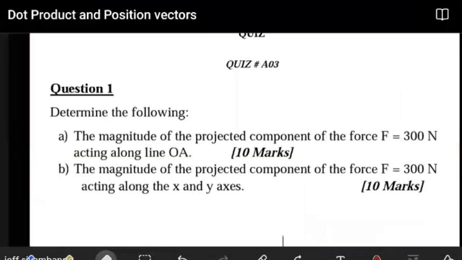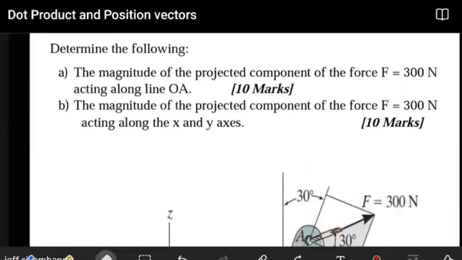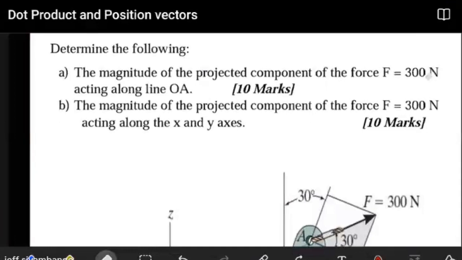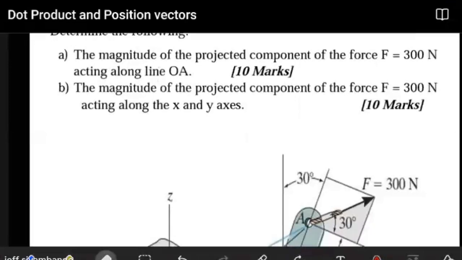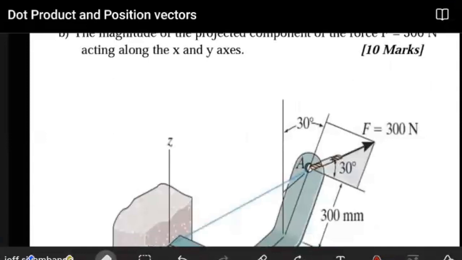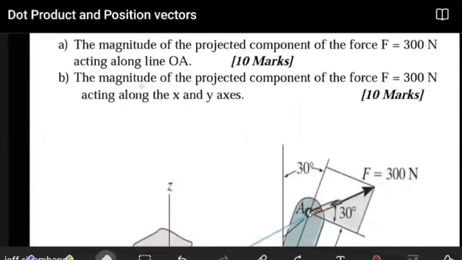Okay, so let's see what we're being asked here. They're saying determine the following: the magnitude of the projected component of F, which is 300, acting along line OA. So again, it's the same concept as before. They want the projection of F on the line OA. So we know we're going to use dot product here if it is possible. And in the second part, they're saying the magnitude of the projected component of F, 300, along the X and Y axis. So here now we project the same force on the X and the Y component.